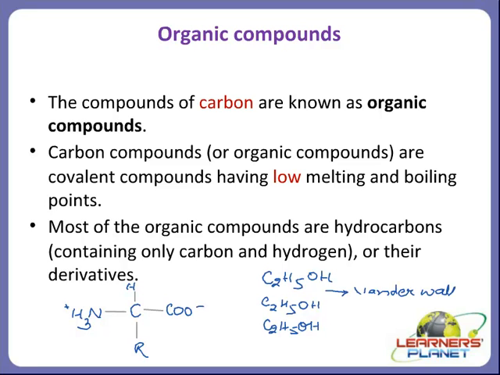Now this van der Waals force of attraction is a very weak force, right? So these molecules have low boiling and melting points. Your melting and boiling point depends on the type of force of attraction between molecules. Ionic compounds have very high melting and boiling points because of the strong ionic bond as well as the electrostatic force of attraction between the molecules. So these covalent compounds have low melting and boiling points.